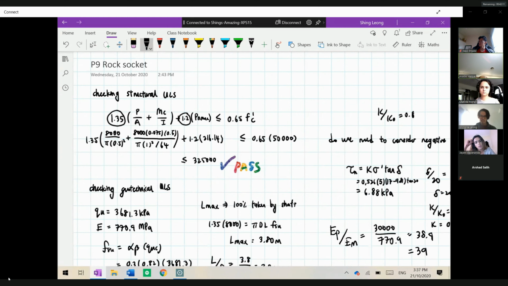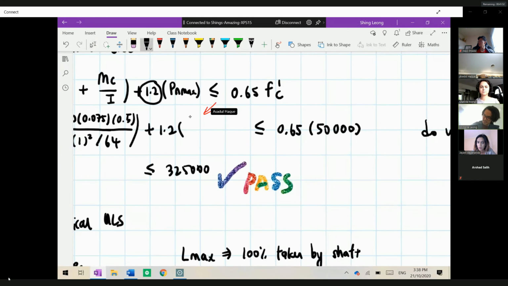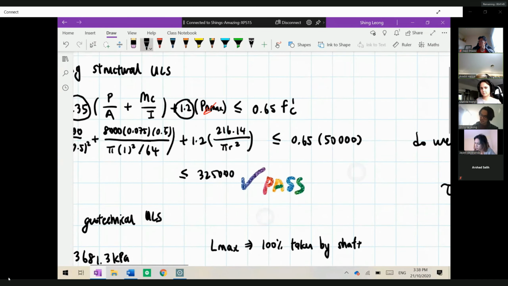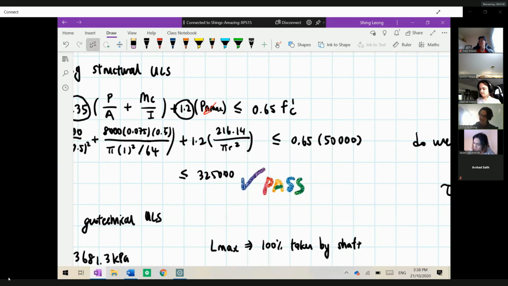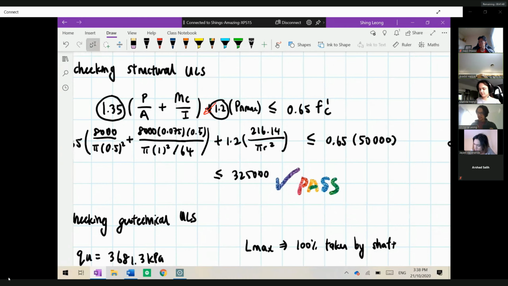So PNX, that is in kilonewton. Where is your A? PNX, this is in kilonewton, remember? Oh, no wonder. That is in kilonewton, so that should be divided by pi r squared. Okay, got it. Small things, we always make mistakes.